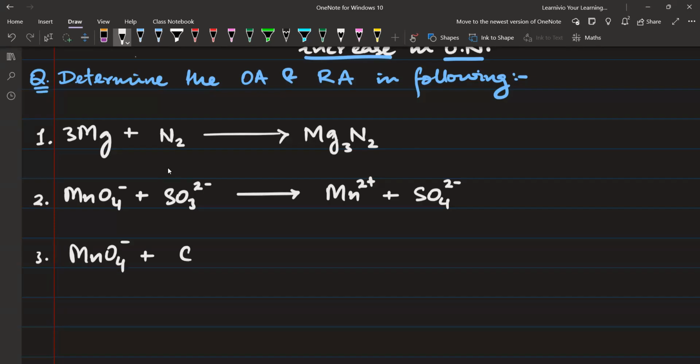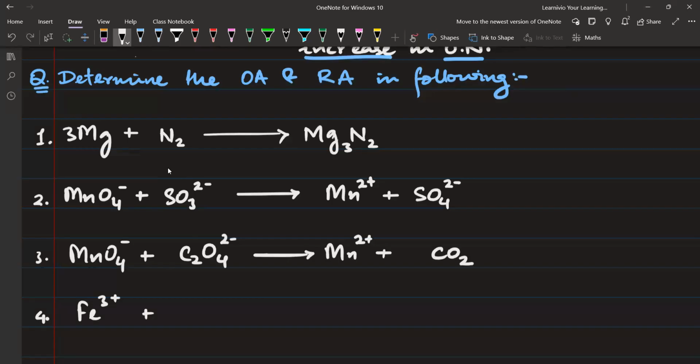MnO4 negative plus C2O4 2 negative gives Mn2 positive plus CO2. The reactions are not balanced, but you don't have to worry about that right now. Fe3 positive plus I negative gives Fe2 positive plus IO3 negative.